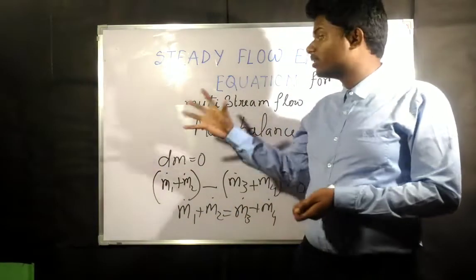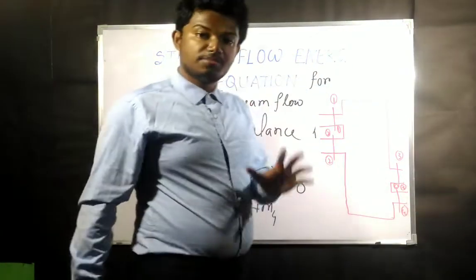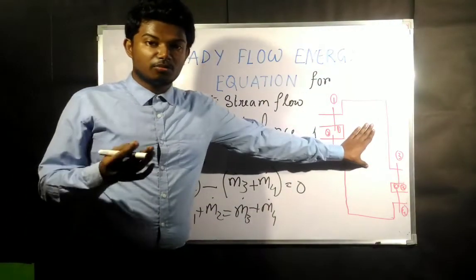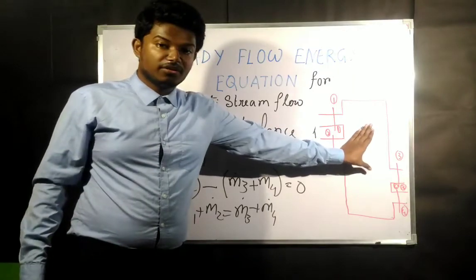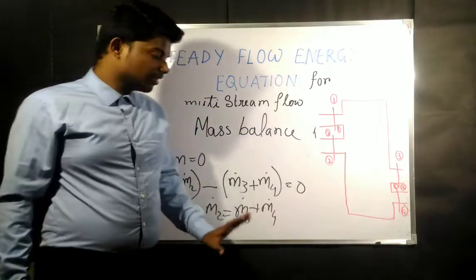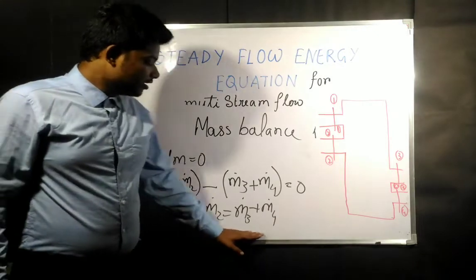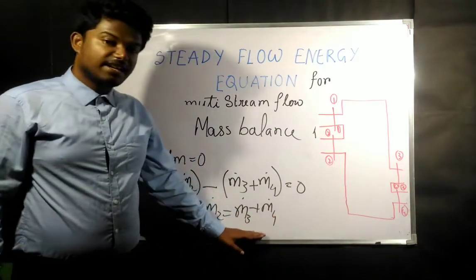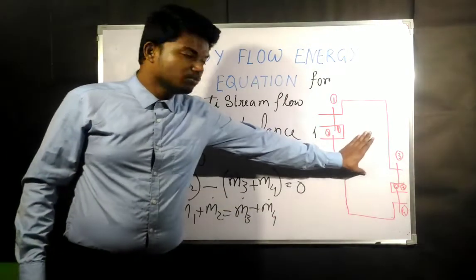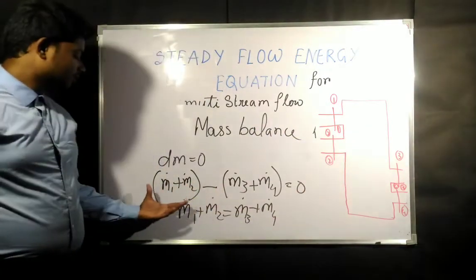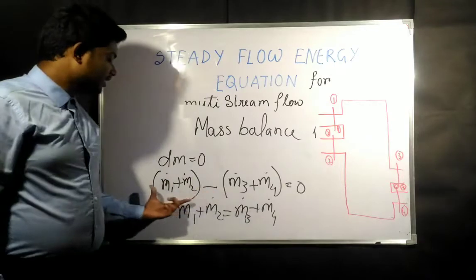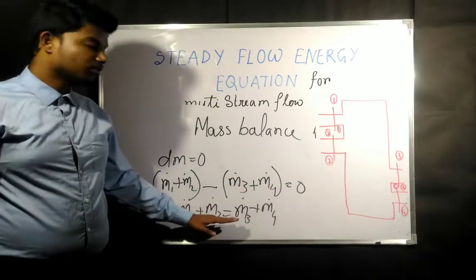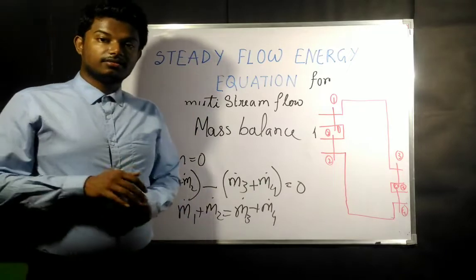But one condition is there. The condition is that the flow must be steady. Just because it is steady, the mass property of the system is not going to change with respect to time. This is the condition for the steady flow equation, that the mass accumulated will be 0. Entering minus going out gives us the mass accumulation, which is going to be 0. So this is the final condition.